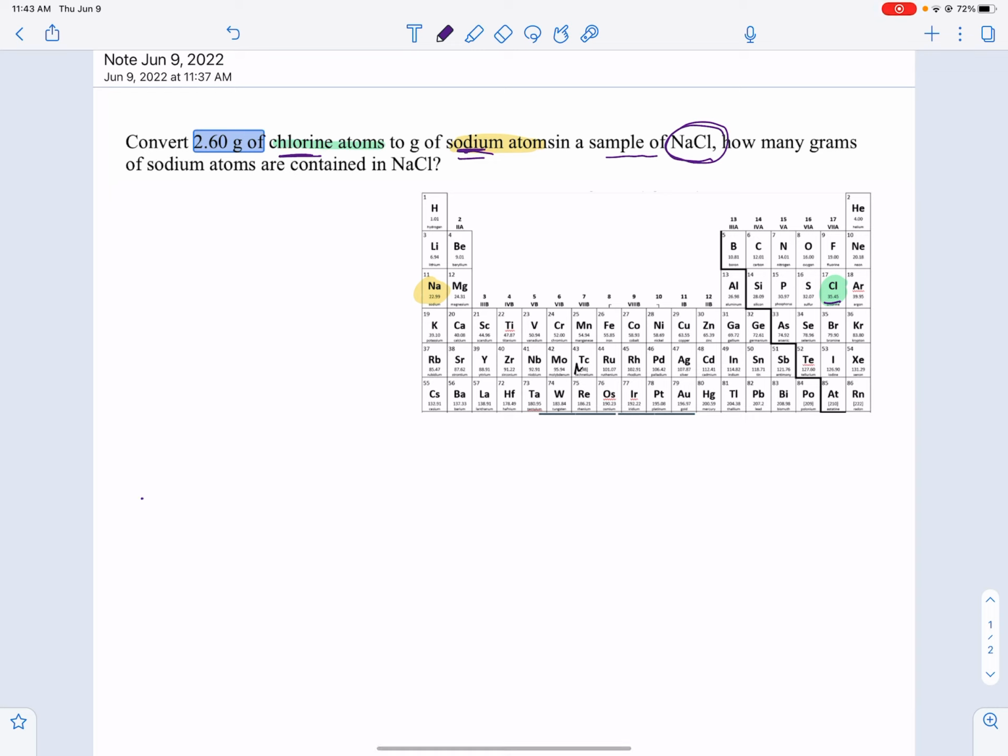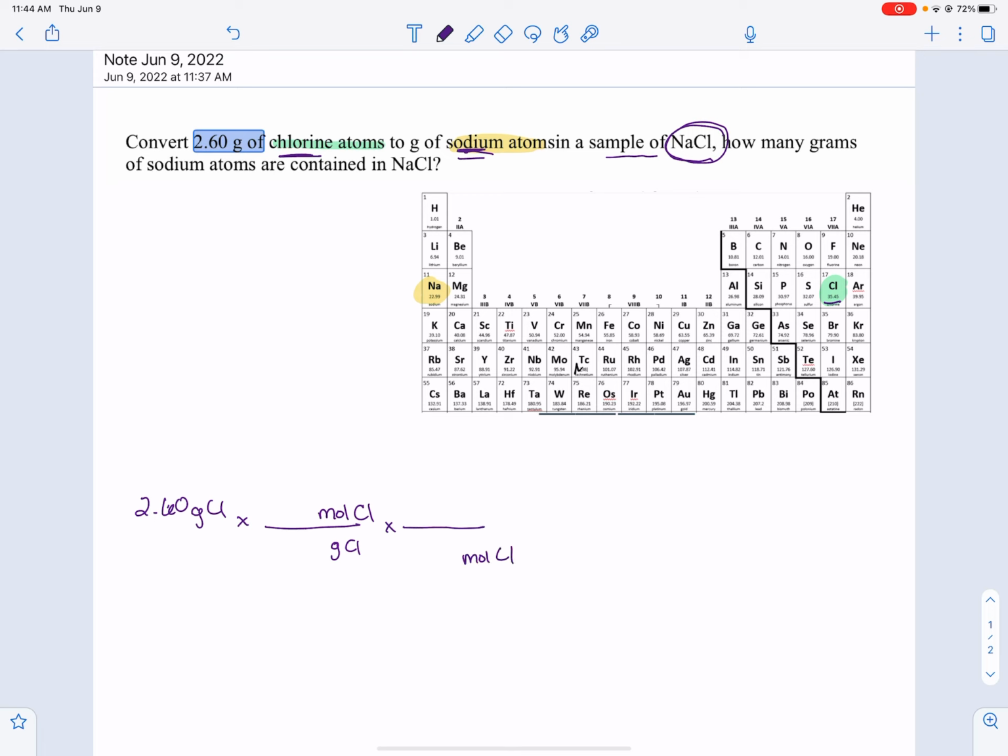So we're going to start with 2.60 grams of chlorine, because that's the only number in there. And then we're going to put grams of chlorine on the bottom because that's what we started with. We've got to get those units to cancel. There's not a lot of places you can go with grams, and where you almost always are going to go with grams is to moles.